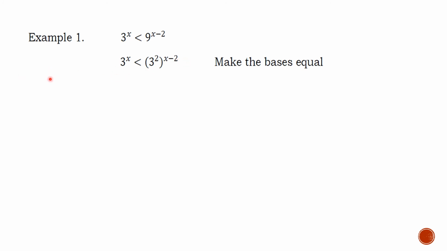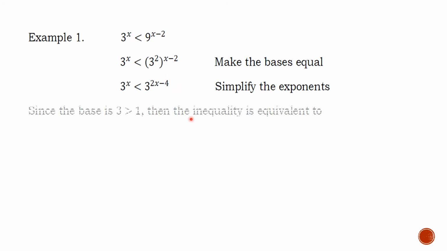Since the bases are equal, let's equate. Okay, let's copy the exponents. Simplify the exponents muna before anything else. We are going to distribute 2 to each term. So, that is 2 times x, that is 2x. 2 times negative 2 is negative 4. And then the next step, okay, ito na ang ating next step.